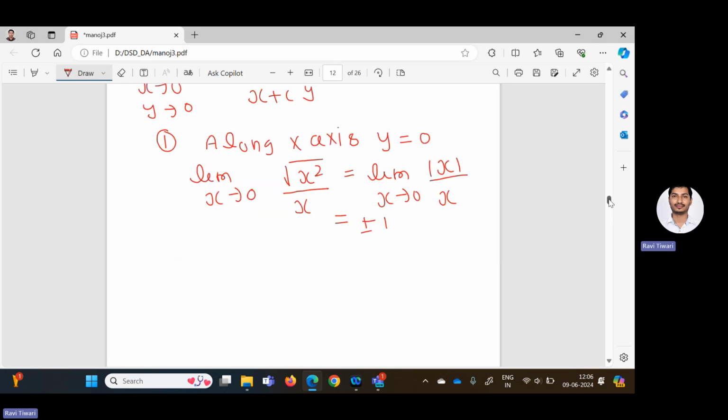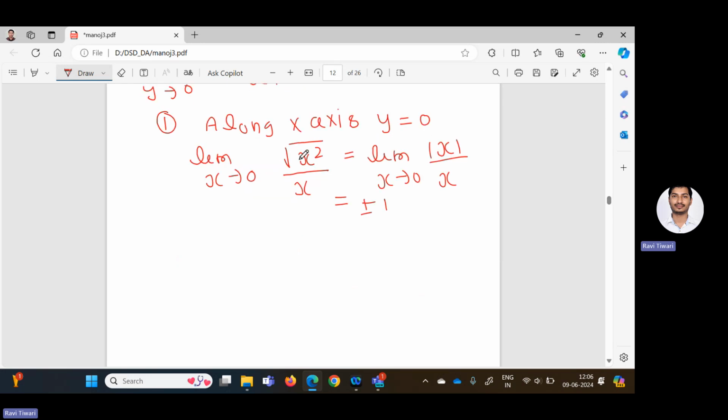And keep this in mind, because some students might be thinking how under root x square is mod x. Under root x square is the distance from x to the origin 0, and mod x also represents the distance of x from 0. So both, geometrically, are the same. Under root x square is equal to mod x.